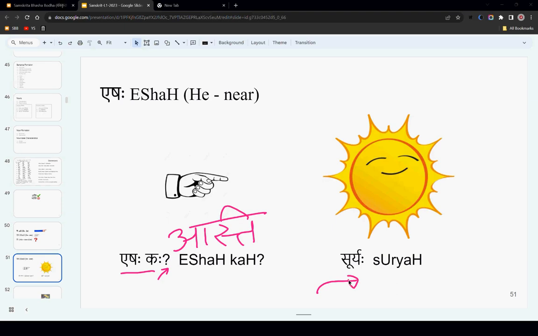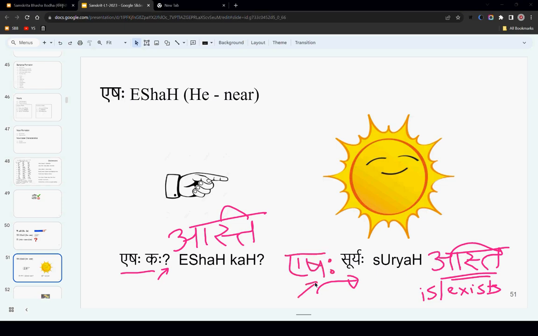Then what is the answer? We can say just suryaha. Surya means sun here. Suryaha, or we can add asti also in this sentence. Suryaha asti. Surya is, or Surya or sun exists. This asti means is or exists. So here we can also add eshaha. Right? Eshaha Suryaha. This is eshaha Suryaha asti.